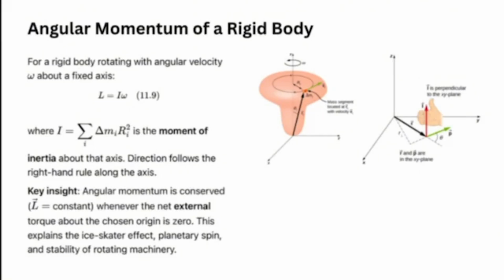Key insight: angular momentum is conserved. L is equal to a constant whenever the net external torque about the chosen origin is zero. This single principle explains the ice skater effect, spinning faster by pulling arms in, planetary spin, stability of rotating machinery, and gyroscopes.